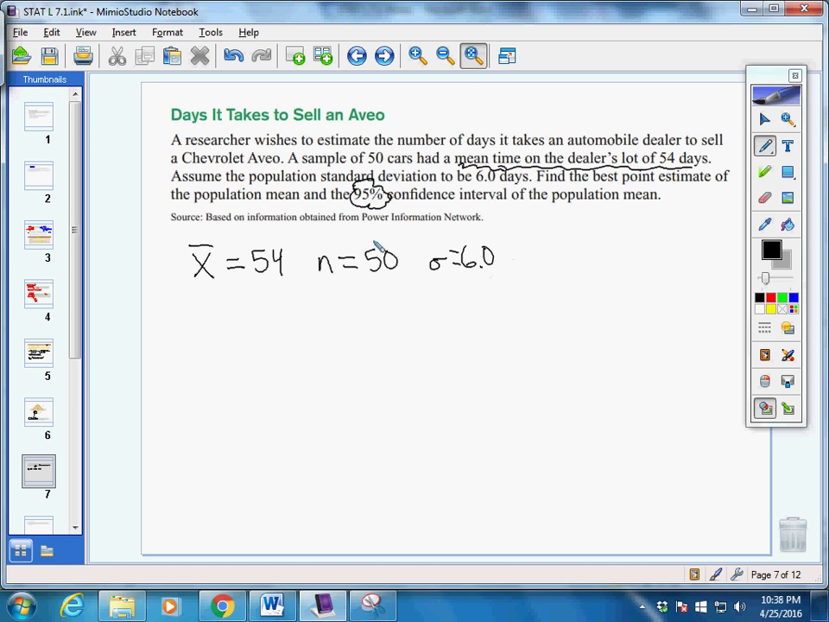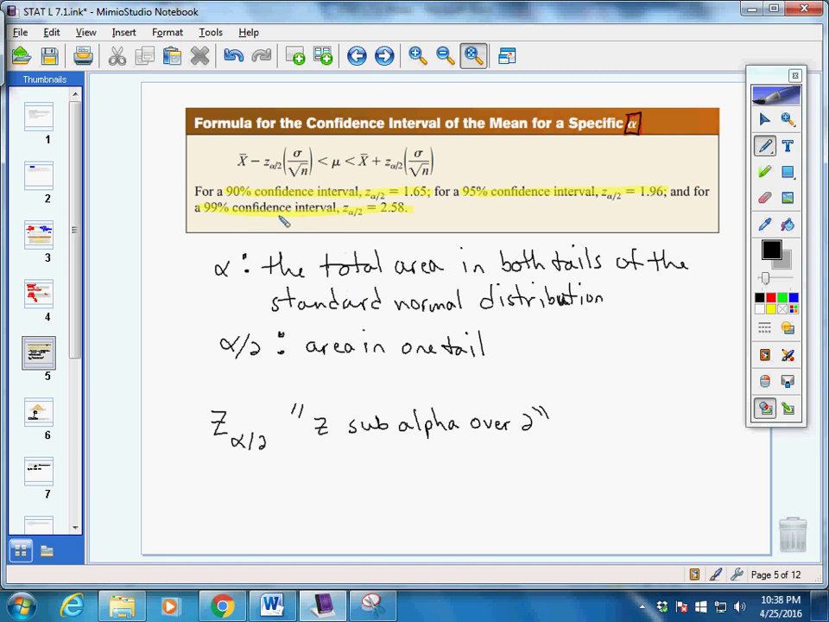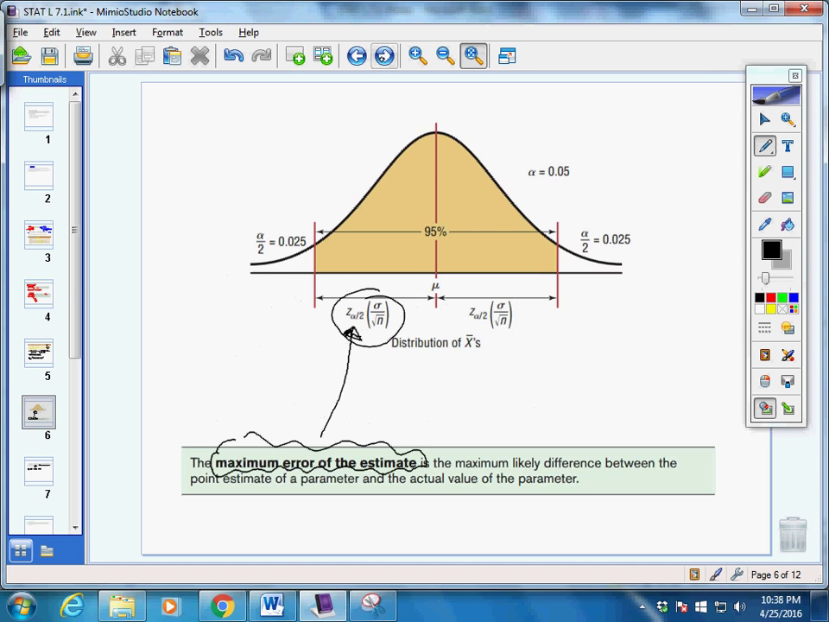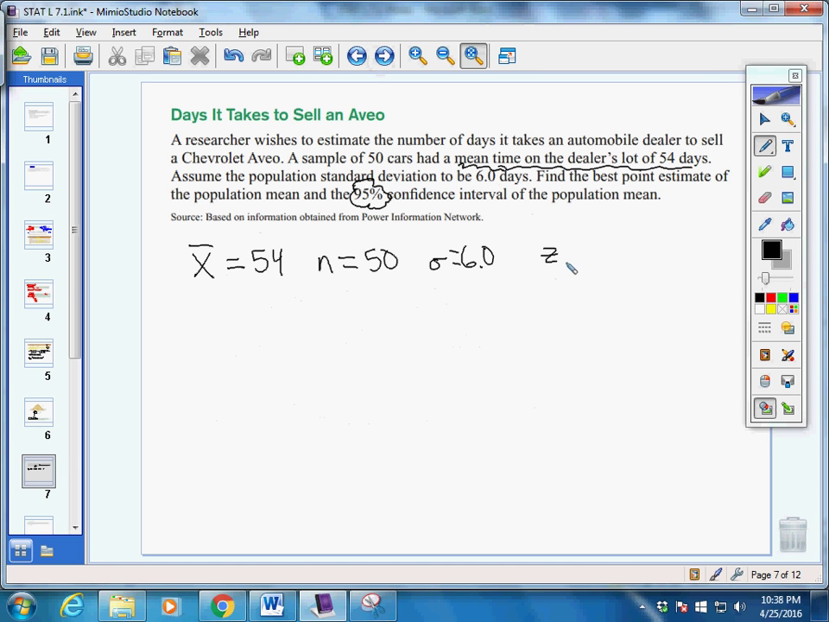95% confidence. So we'll go back here. What is 95% confidence? 1.96. Z sub alpha over 2 is 1.96. Here's a cool thing: you have all that information. All we're going to have to do is plug it in to our interval formula, and you're going to get the population mean with 95% confidence.